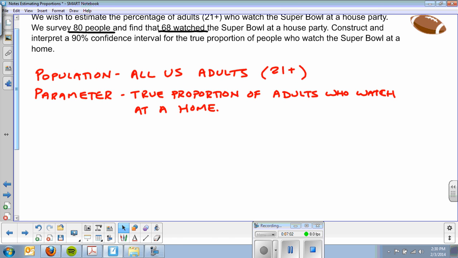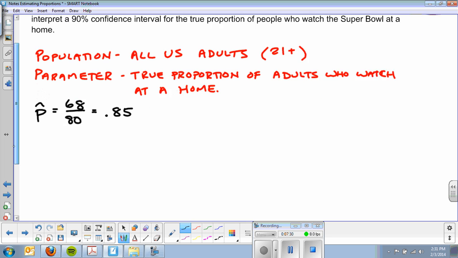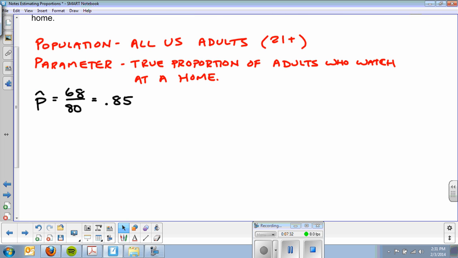Now, that's generally what we're looking for, and now we're going to get into the conditions. Same thing we did today with the M&Ms, we need to get a p-hat. So in this case, 68 out of 80 watched the game at a house. So from our sample, our p-hat, our sample statistic, is going to be 0.85. Now, we need to check our conditions.